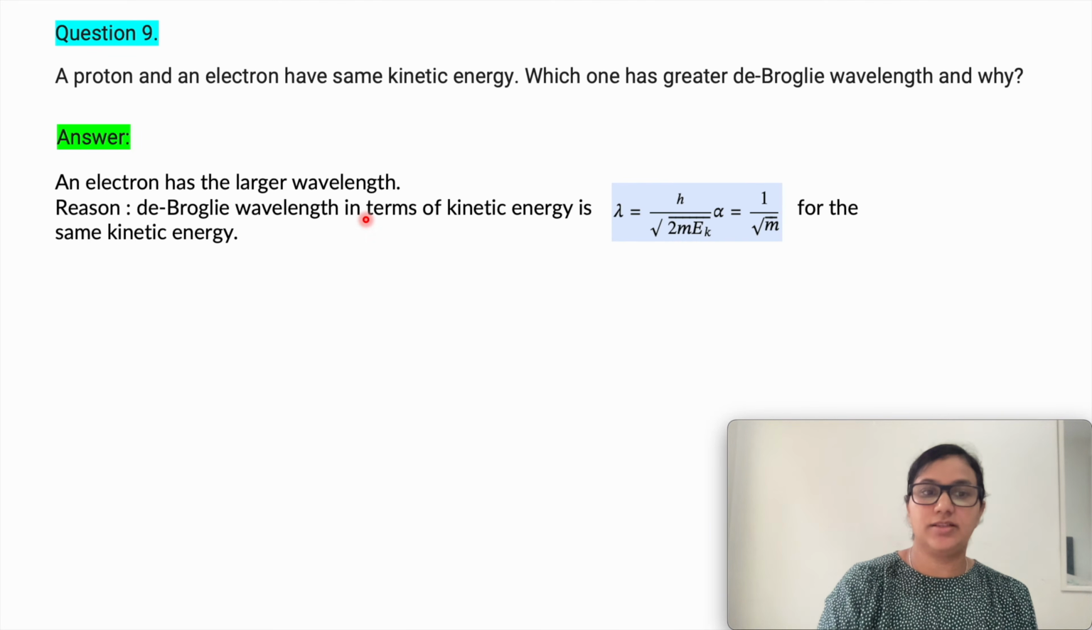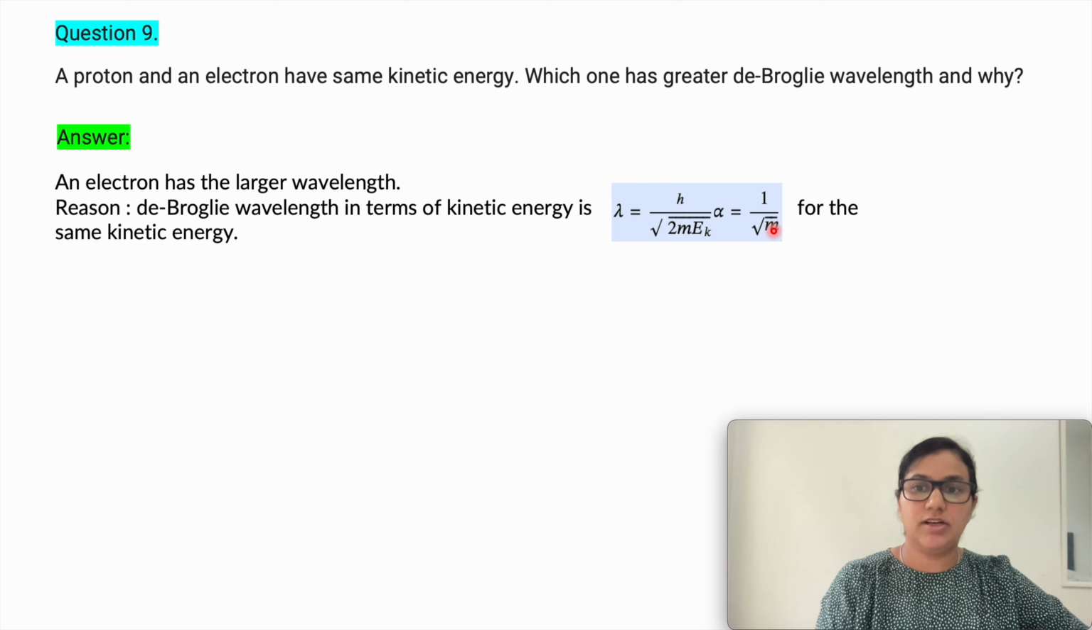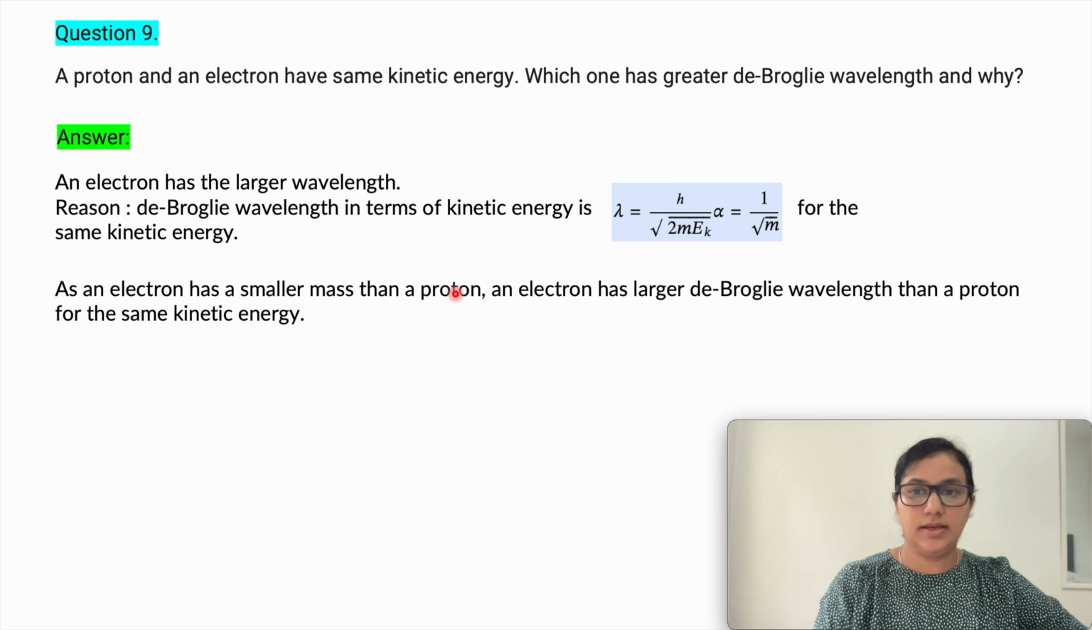Electron has a larger wavelength. The reason is de Broglie wavelength in terms of kinetic energy is given by lambda is equal to h by root of 2m Ek, which is proportional to 1 by root m for the same kinetic energies. As an electron has a smaller mass than proton, an electron has a large de Broglie wavelength than a proton for the same kinetic energy. So electron has a large de Broglie wavelength.